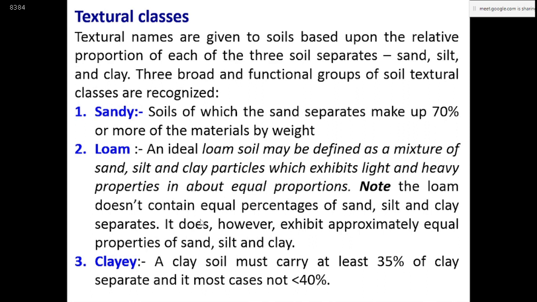In loam soil, the water holding capacity is not very high like clay particles, but not as low as sand particles. It has intermediate properties, between all the physical properties exhibited in sandy soil and clay soil.